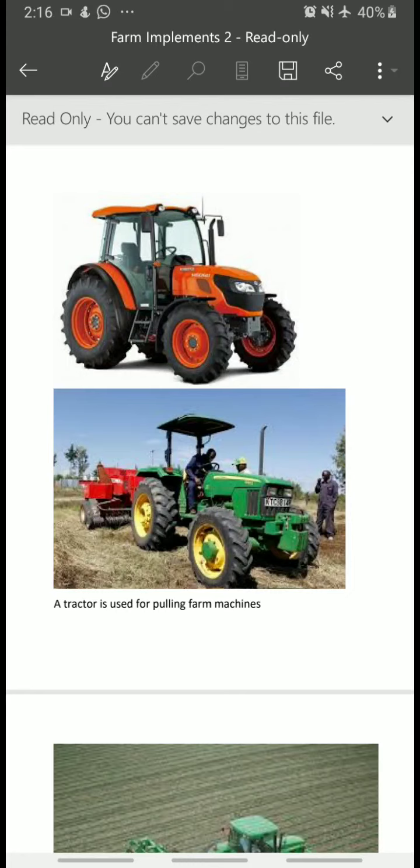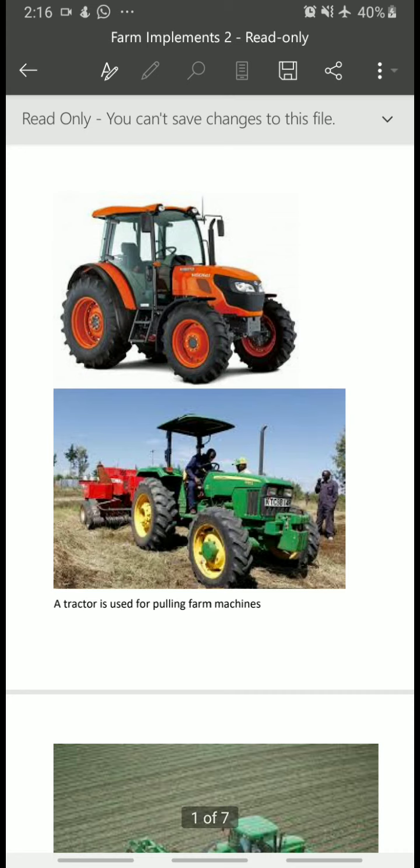It's time for agricultural science. It's still Tuesday, 12th of May, 2020. Last week we started talking about farm implements, the uses of farm implements.